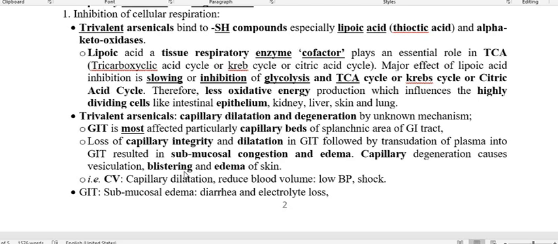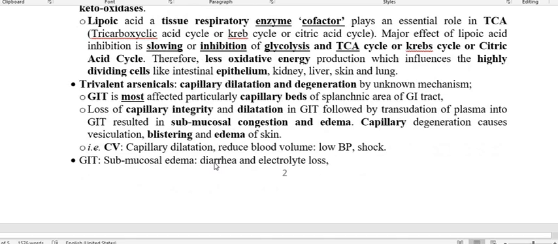Because of this capillary degeneration, this is going to produce vesiculation, blistering, and edema of the skin, also oozing out. Because of the oozing out from the capillaries, fluid gets accumulated in the gastrointestinal tract. And because of the capillary dilatation in the cardiovascular system, this is going to produce low blood pressure, and therefore it produces shock because of the dilatation of the blood vessels.